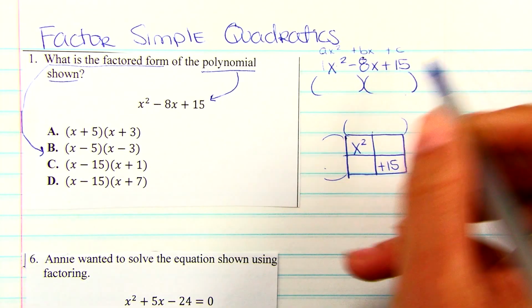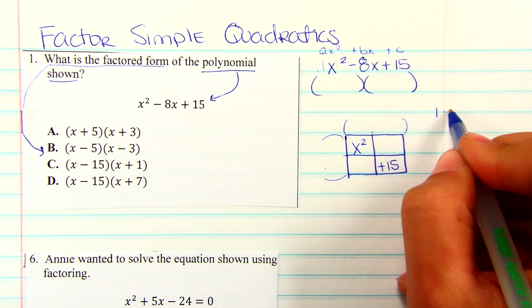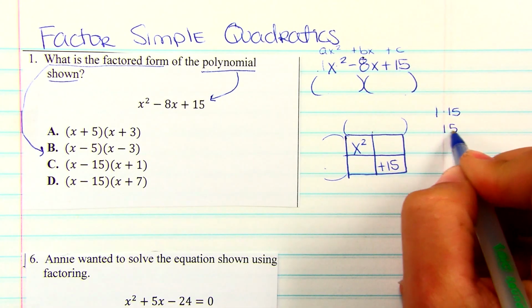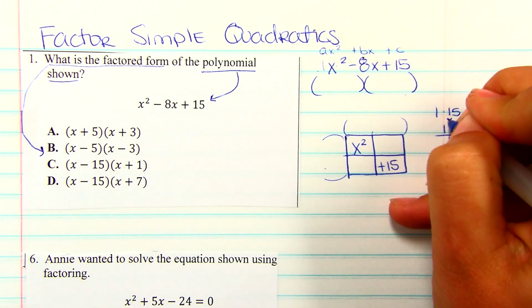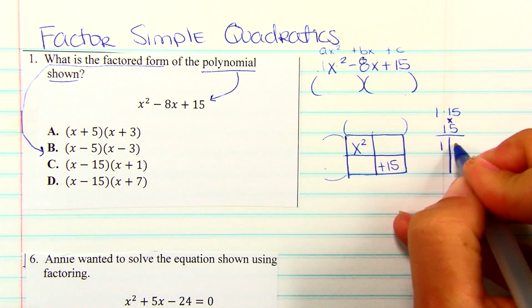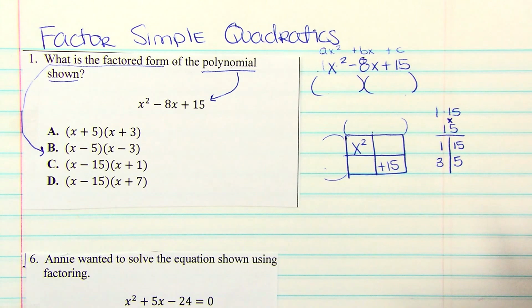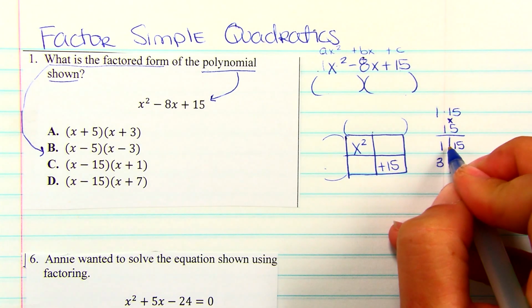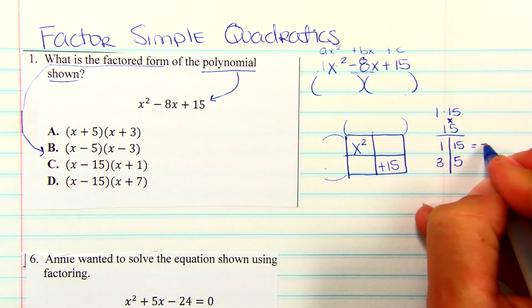So the value of a, which is 1, times c, which is 15, goes in the t-chart. This t-chart represents all the factors of 15, so things that multiply together to get 15. So, for example, 1 times 15 and 3 times 5. So what I'm doing is looking in this list for two numbers that combine to give me a -8.